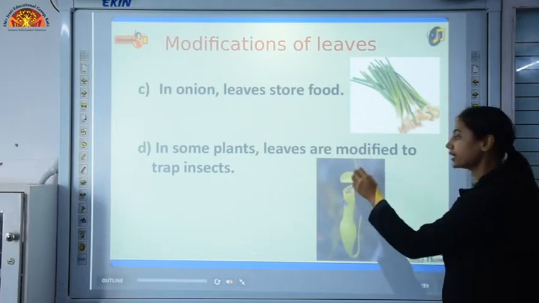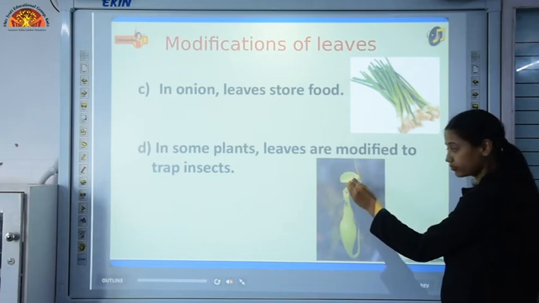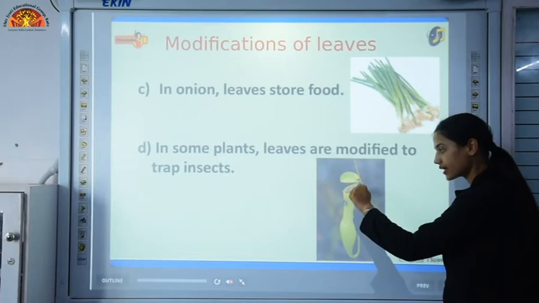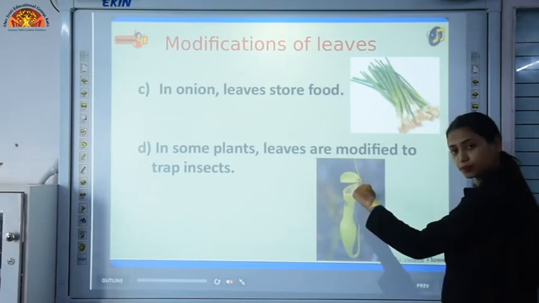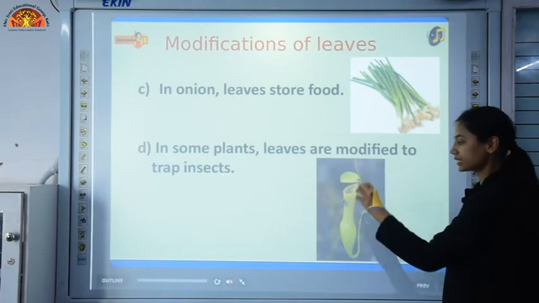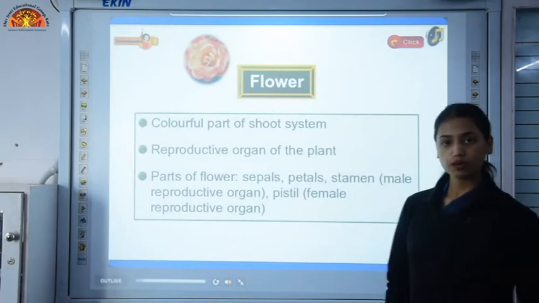Because of the modified leaves. As you can see, there is a lid, which means this is a modified leaf which works as a lid. So, when this insect sits inside this empty space, then this lid closes, and that's how this plant is eating this insect. So, that was all about leaves.